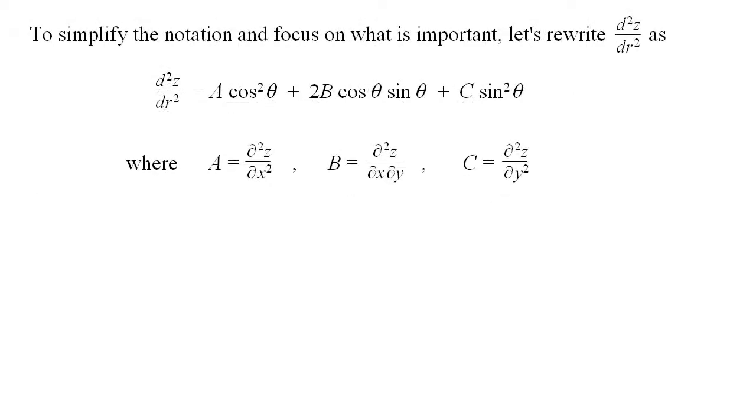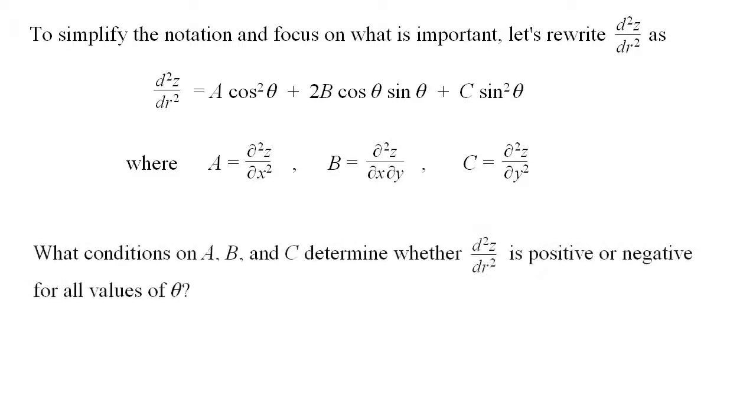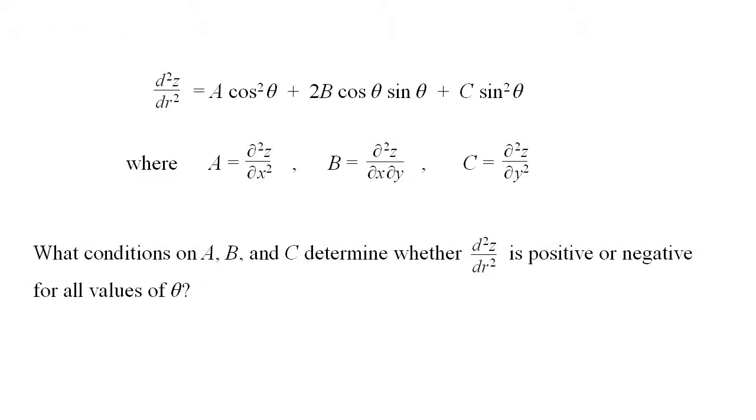To simplify the notation and focus on what is important, let's rewrite the second derivative like this, where a is the second partial of z with respect to x, b is the second partial of z with respect to x and y, and c is the second partial of z with respect to y. The question now is, what conditions on a, b, and c determine whether the second derivative with respect to r is positive or negative for all values of theta?